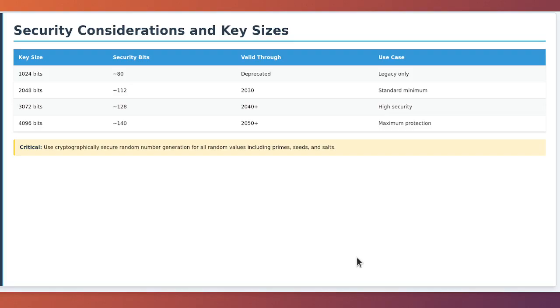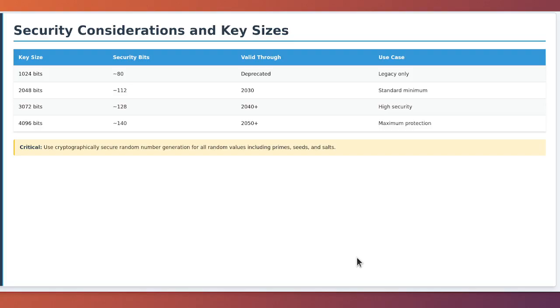Another critical security consideration is the quality of random number generation. The primes P and Q, the OAEP seed, and the PSS salt must all be generated using a cryptographically secure random number generator. If an attacker can predict or influence these random values, they can compromise the entire system. Use operating system provided CSPRNGs like /dev/urandom on Linux or CryptGenRandom on Windows, or hardware random number generators when available. Implementation vulnerabilities are often more dangerous than theoretical attacks on the mathematics.